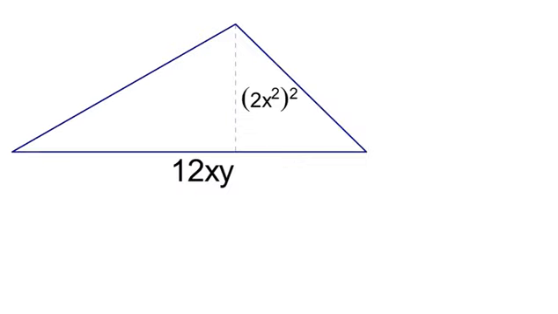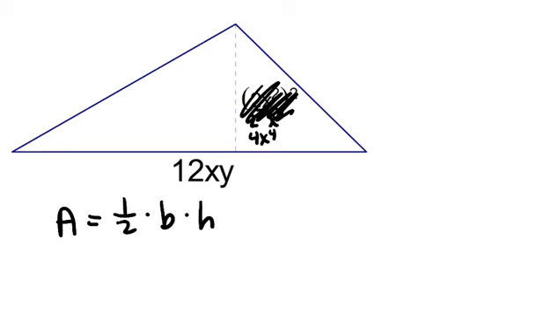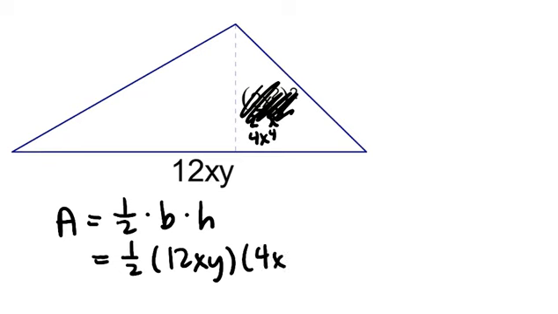Okay, so if they asked us to find the area of this thing, well, maybe I would just deal with the parentheses right off the bat. That's going to be 2 to the 2 times x squared to the 2. So that's going to be 4x to the 4. Okay, so I can just say that the height is 4x to the 4. If they ask us to find the area, we know that the area of a triangle is 1/2 times the base times the height. So that's going to be half times 12xy times 4x to the 4.